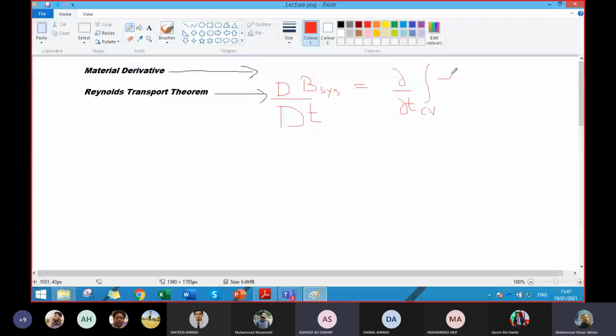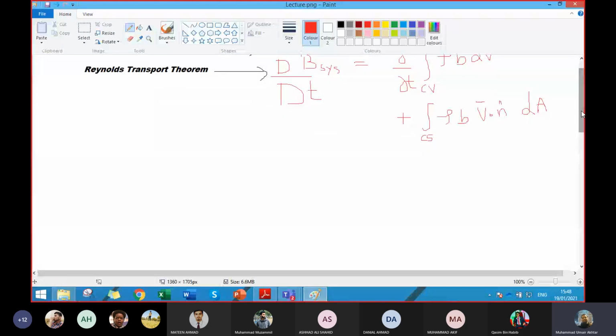Rho b dV, plus the property coming into the control volume and going out of the control volume, the net property flow, is the control surface integral of rho b v dot n dA. Sorry for the bad n. n is the unit vector, the normal vector, the unit vector of the normal area vector that is perpendicular to the area. So is this statement clear?